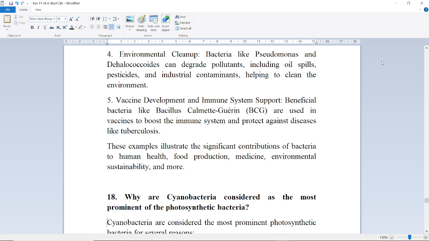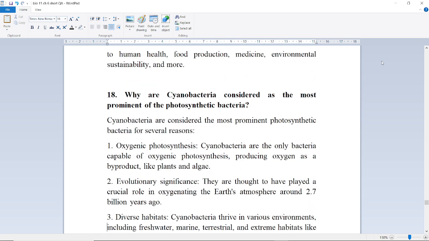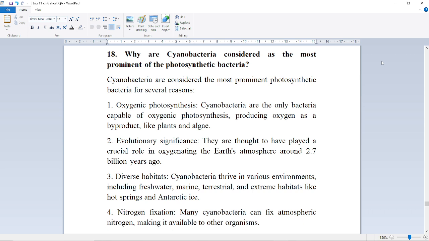Next question is, why are cyanobacteria considered as the most prominent of photosynthetic bacteria? Cyanobacteria are considered the most prominent photosynthetic bacteria for several reasons. First one is oxygenic photosynthesis. Cyanobacteria are the only bacteria capable of oxygenic photosynthesis, producing oxygen as a byproduct like plants and algae.